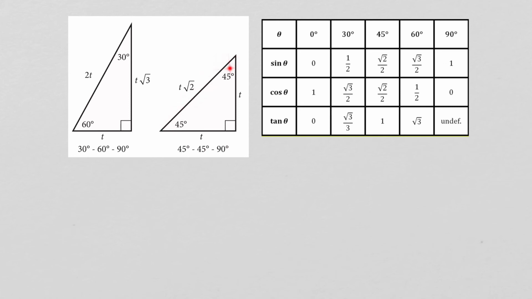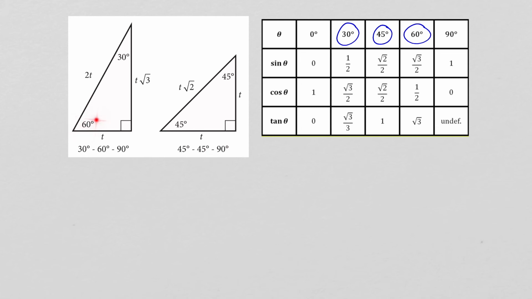Likewise, in a 45, 45, 90 triangle, both of the legs are the same, so we'll call those t, and the hypotenuse is the leg t multiplied by radical 2. Now, what I want to do is focus on the trig functions of 30 degrees, 45 degrees, and 60 degrees by looking at these triangles. And I won't go through all the relationships, but let's talk about a few.